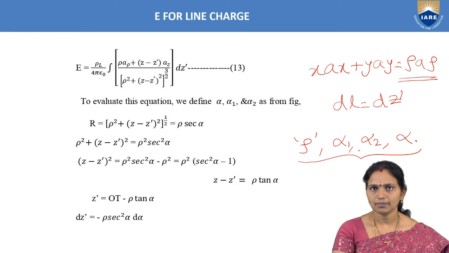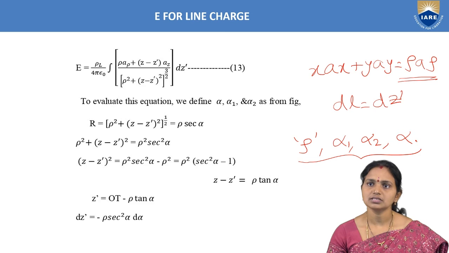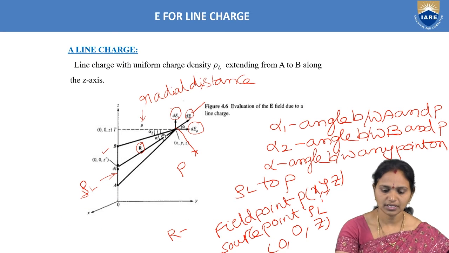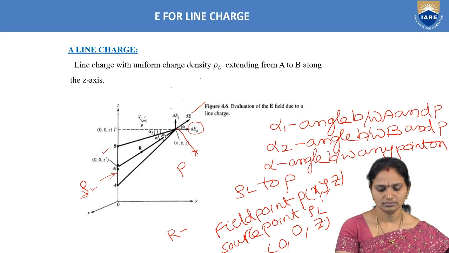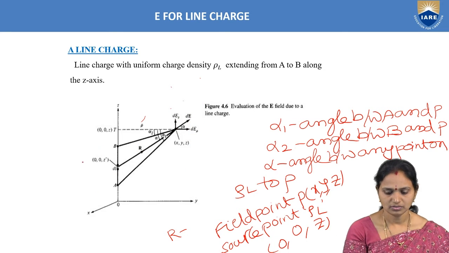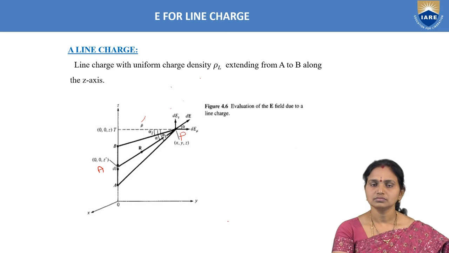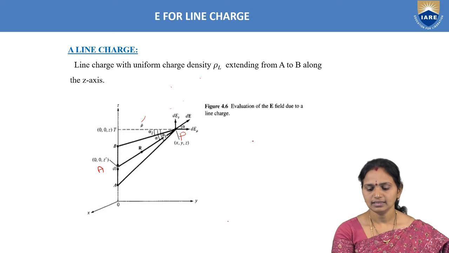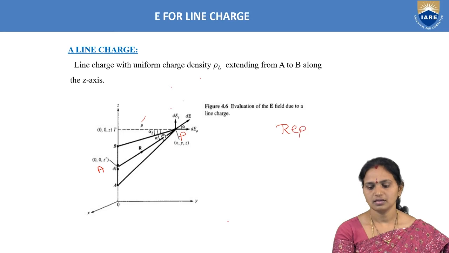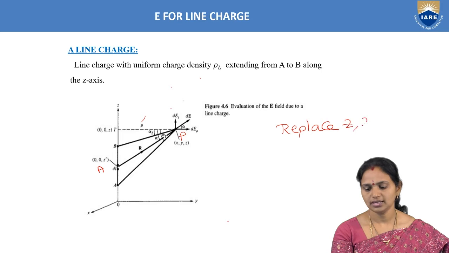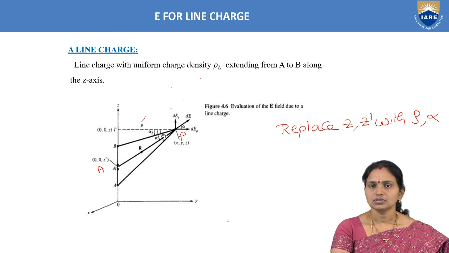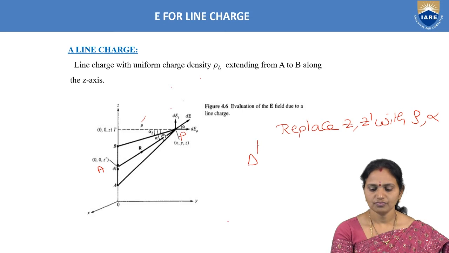For that, I am taking the help of a triangle from this diagram. Say I am giving names here: simply I can take this point as A, this point is T and this is P. Our aim is to replace z and z dash with rho and alpha terms. So for that I am taking the help of triangle ATP.